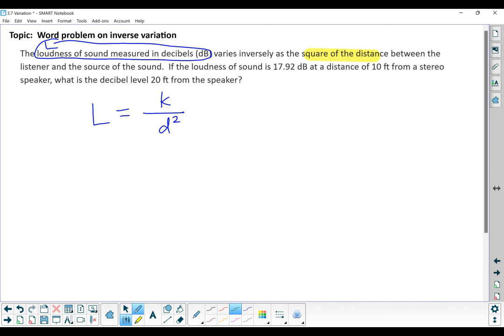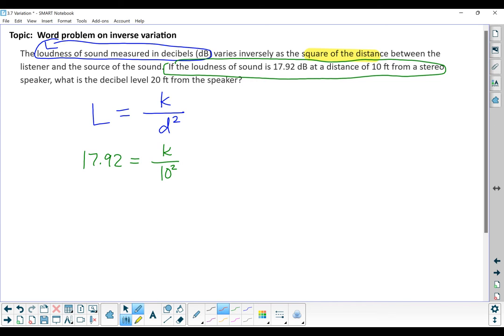Now I'm going to use the information in this first part of the sentence to solve for K. So this says the loudness of 17.92 corresponds with a distance of 10 feet. Well, in my equation, that's going to be 10 squared. So if we solve for K, we would multiply both sides of our equation by 10 squared, which is 100. And so we get 1792 is equal to K.